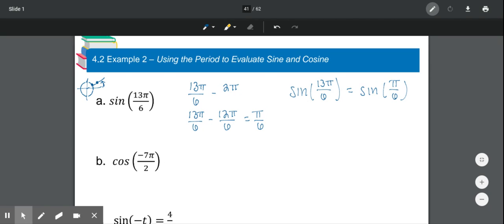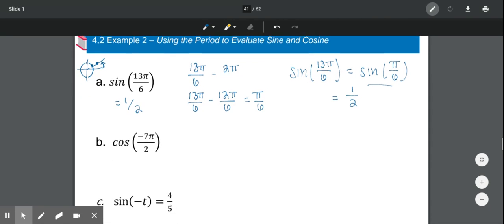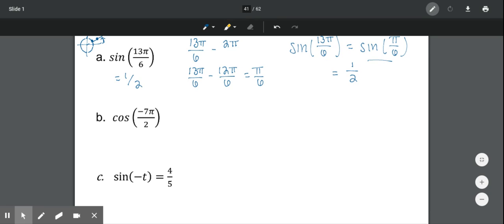So for this problem, instead of trying to figure out sine of 13 pi over 6, you could just go to your unit circle and say, what's the sine of pi over 6? And the sine of pi over 6 is 1/2, which means the sine of 13 pi over 6 is also 1/2.